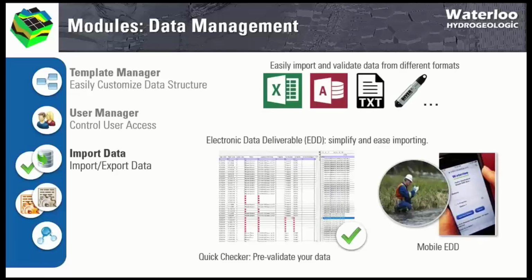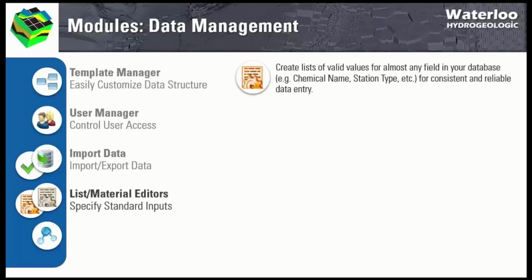You also have the ability to import a wide variety of data formats and also make use of the electronic data deliverable and quick checker system, which allows third parties to review the data and make sure that it complies with your database structure before it gets integrated into the system. The list and material editors allow you to specify lists of values, so you can convert your database fields into drop-down menus. Some of those are optional, so you can actually add to the list as time progresses. But this provides for consistent and reliable data entry.